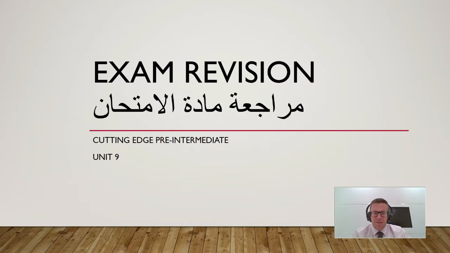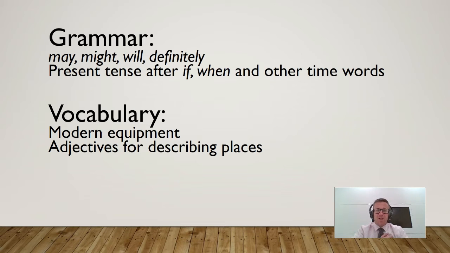Hi, this video is an exam revision video for Cutting Edge Pre-Intermediate Unit 9. In this unit, the grammar you studied was may, might, will, definitely, and the present tense after if, with when and other time words. The vocabulary you did was modern equipment and adjectives for describing places.